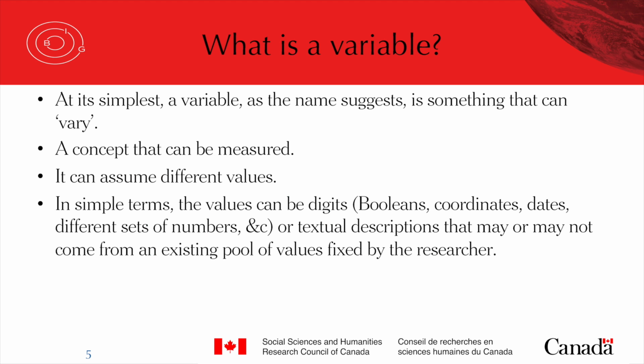So what is a variable? At its simplest, a variable, as the name suggests, is something that can vary, or alternatively, a concept that can be measured, or something that can assume different values. The values can be digits, booleans, coordinates, dates, numbers, etc., or textual descriptions that may or may not come from an existing pool of values fixed by the researcher.